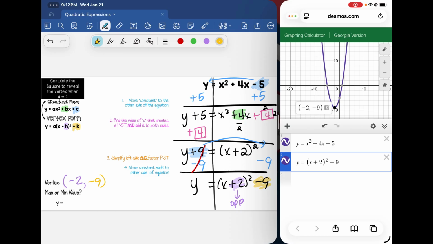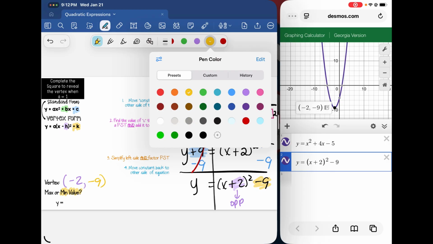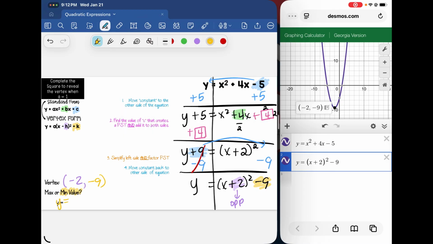Is this a maximum or a minimum? If you notice, all of these graphs are happy faces because my A value is 1, which is a positive 1. So this is going to give me a minimum graph, where my minimum value would be y is equal to -9. What would be my axis of symmetry? X is equal to -2.